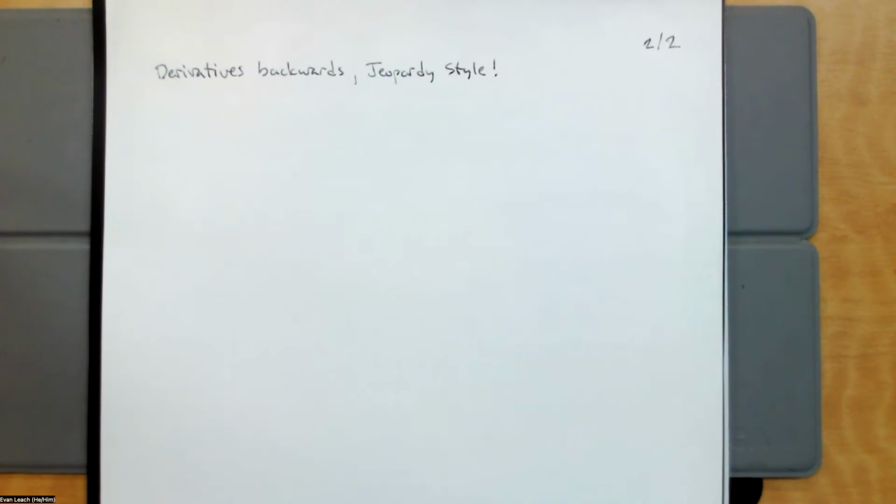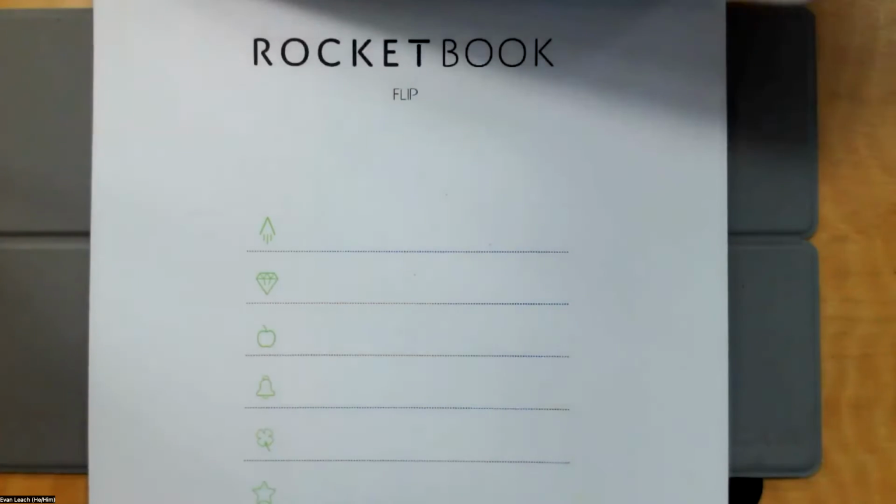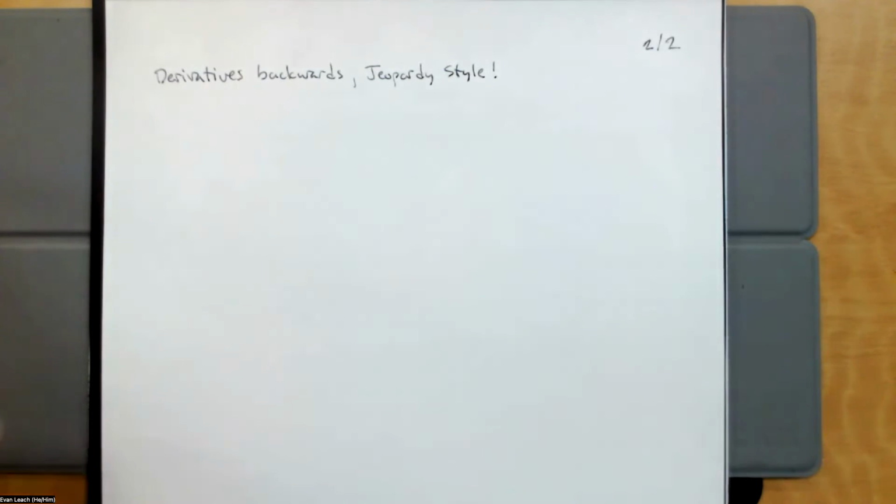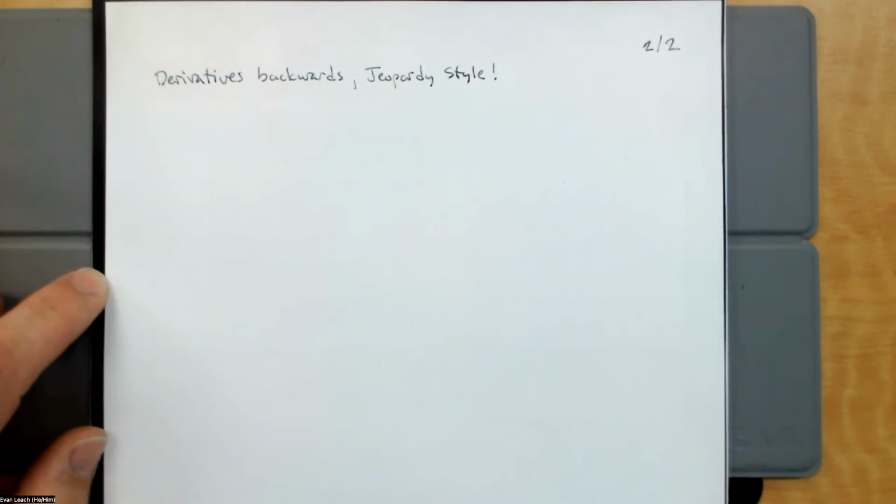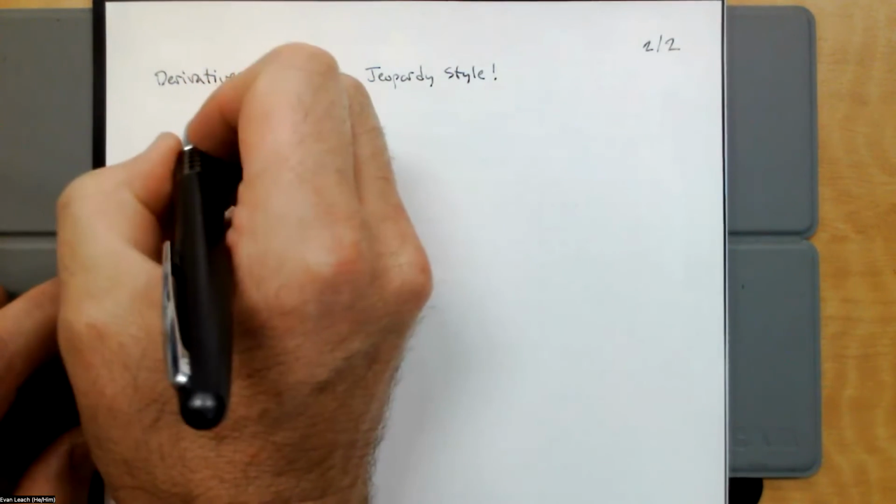I'm going to put 2 out of 2, page 2 of 2, to give you hope that this is going to be the last page of notes. Also because, you know, it's the last page in the book. Plus, I don't think I could stand to do 2 more pages of antiderivatives.